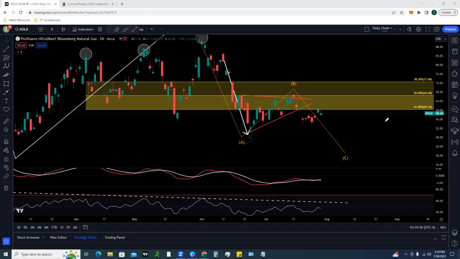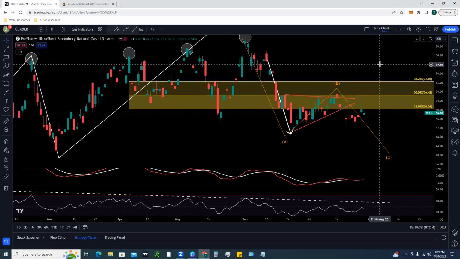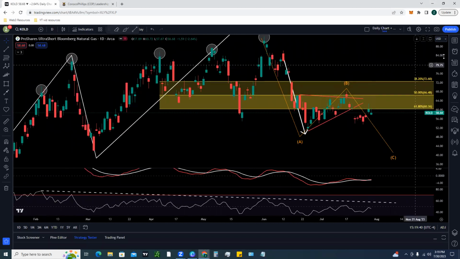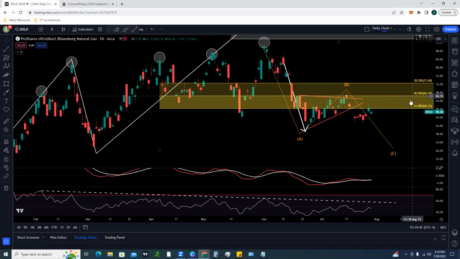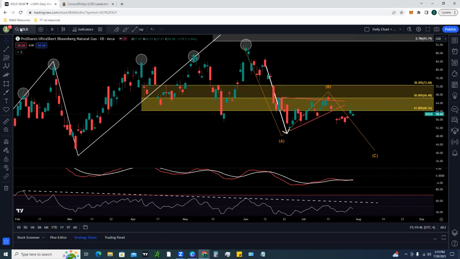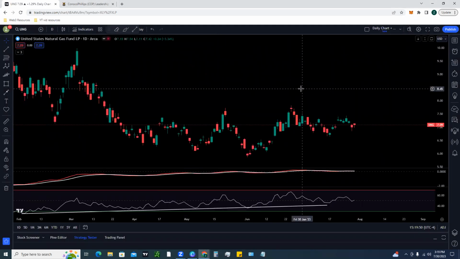If this is our ABC correction, then we need to be cautious, and we could be starting another move up in KOLD. So definitely pay attention to that. $60.36 again is that key level that I'm really looking at. Above there, we do have some resistance at 66.48. Let's go ahead and take a look at UNG now and go into the natural gas fund.